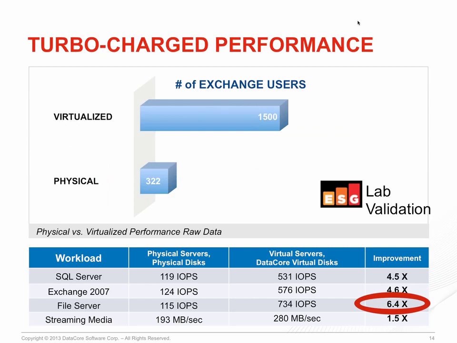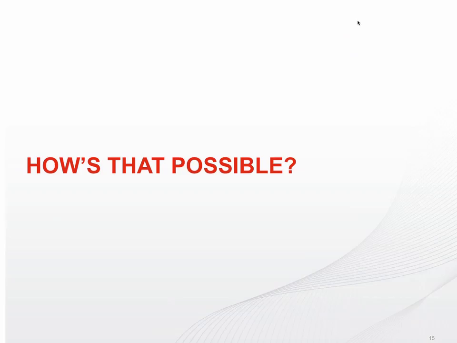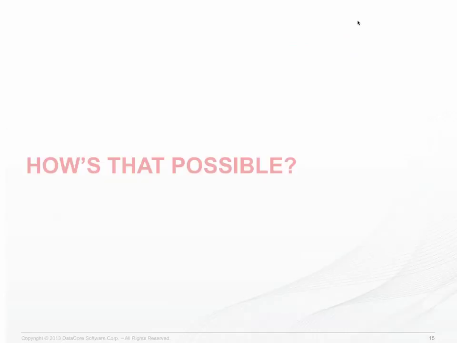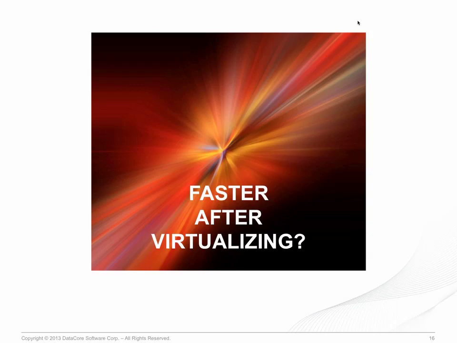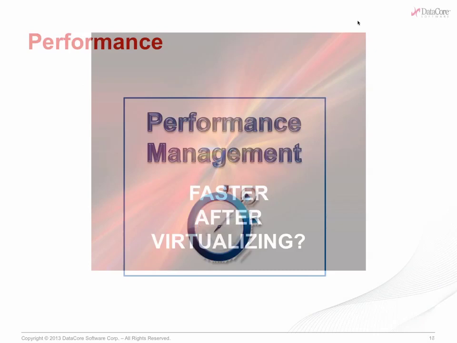Why? How do we do it? It's very simple, because we sit on physical servers powered by either Windows 2008 or now 2012, and DataCore takes advantage of all the latest technology in this hardware. So what we can say, and the ESG lab results showed, is that it was faster after virtualization using the same hardware.